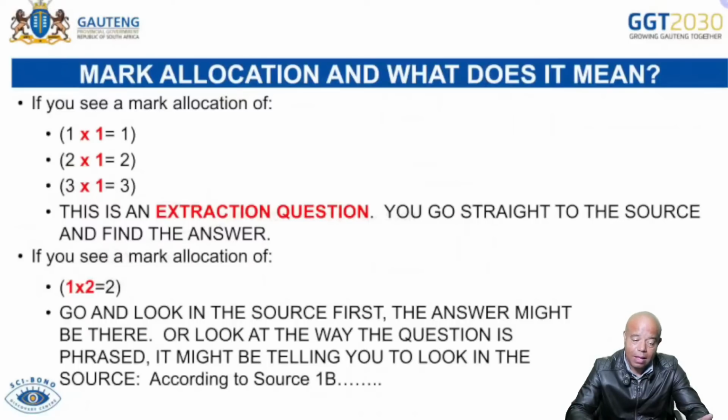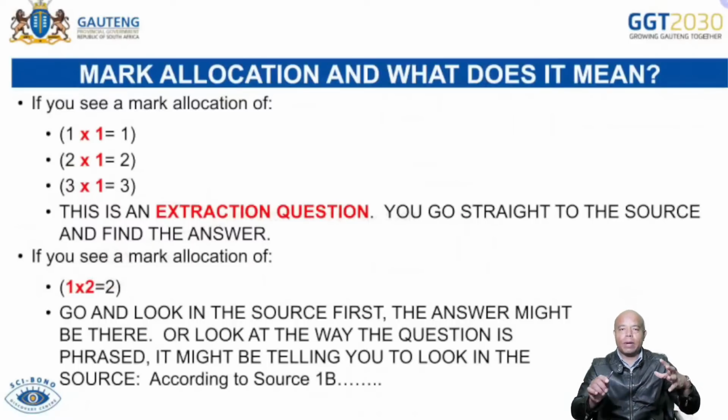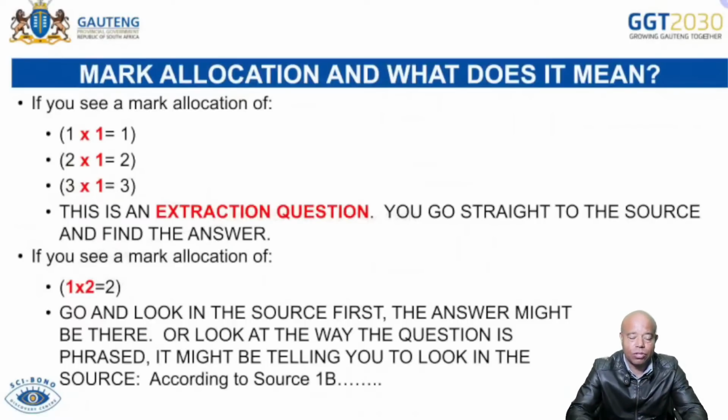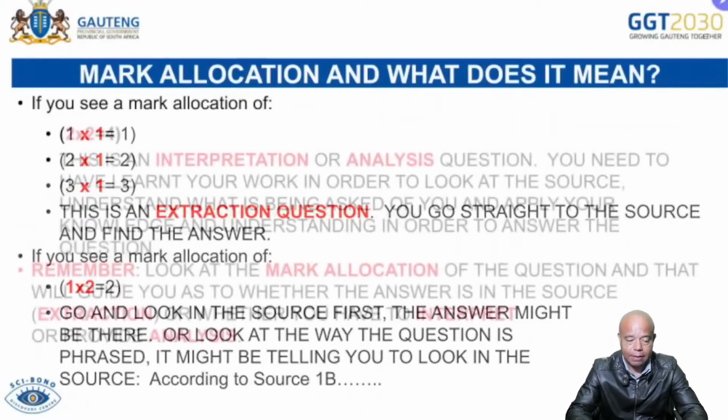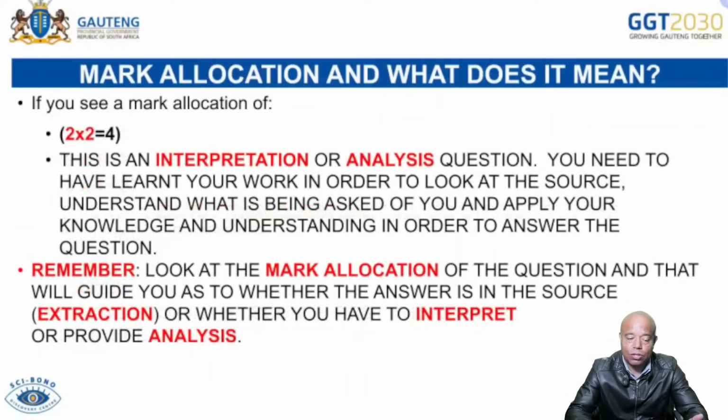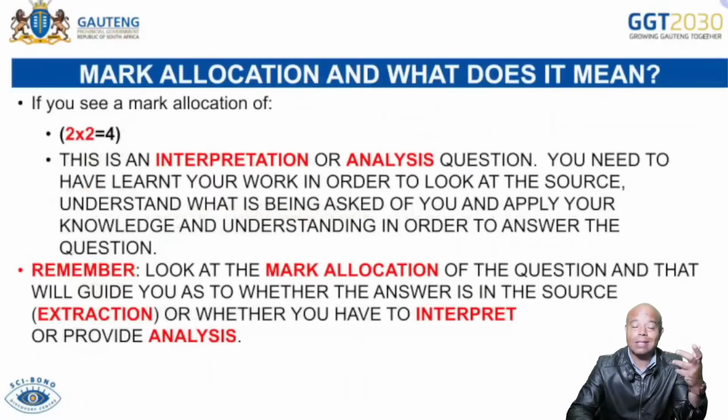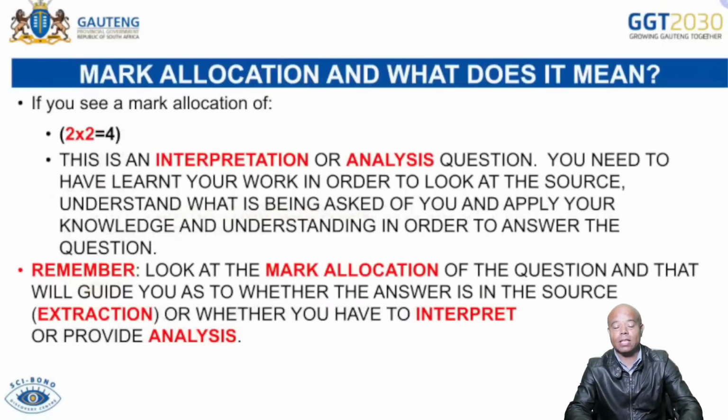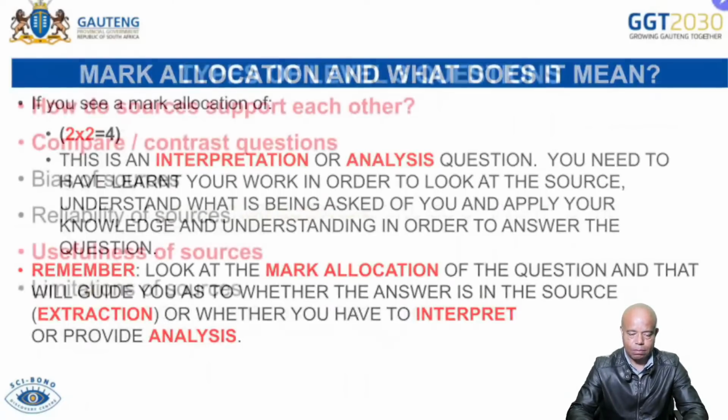The answers are there basically. But if you know the question verbs, you read the question properly first and then you go to the mark allocation, and that will guide you. Then when you see a mark allocation of 2 times 2, you must tell yourself this is interpretation and I must analyze this question. To answer this question, you must have studied your work. If you did not study your work, it becomes a bit difficult to answer 2 times 2 questions.